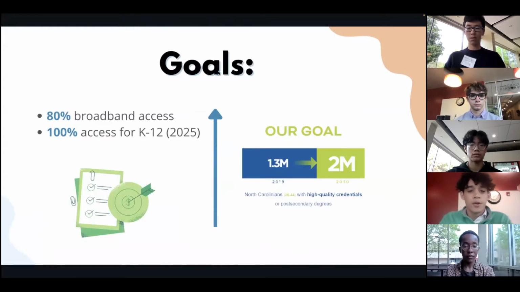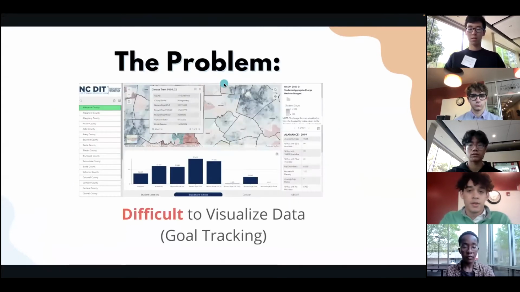We chose to focus on the broadband access goal, whose success directly impacts the larger post-secondary education attainment goal set by the state of North Carolina. This is the current data we have to help us understand the current access to broadband.